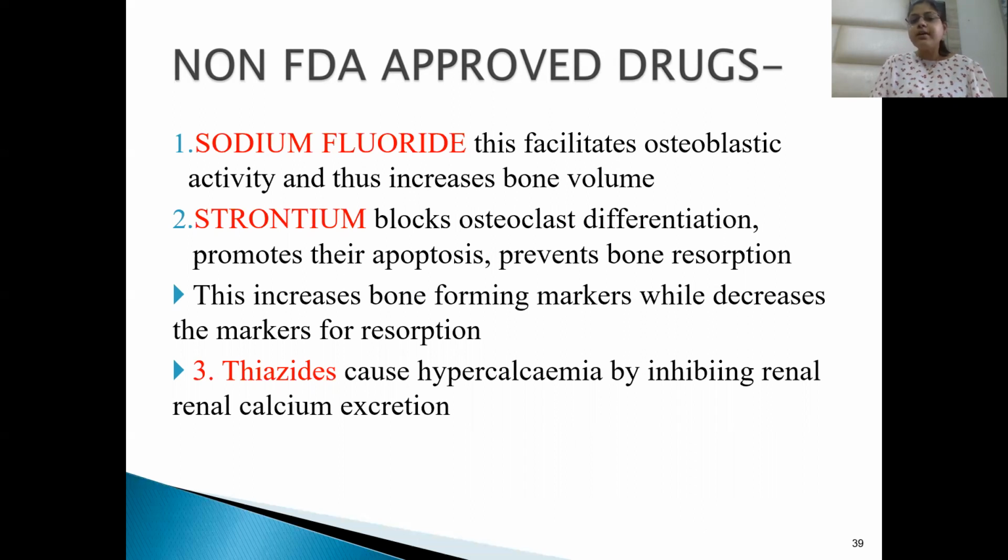Thiazides cause hypercalcemia by inhibiting renal calcium excretion. They reduce the calcium excretion, increase the calcium level, which can shift to the bone. So thiazides can be used as a treatment of osteoporosis.